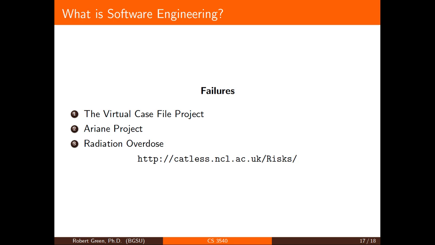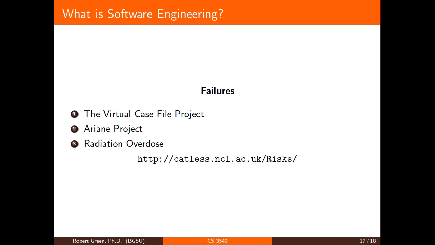First, the virtual case file project. An FBI project that ran back in time, cost millions and millions of dollars. Hundreds of thousands of lines of code written. They worked on it, they worked on it, they worked on it, and what happened? Oh, $170 million later, they just completely abandoned it because it couldn't work. Failure.